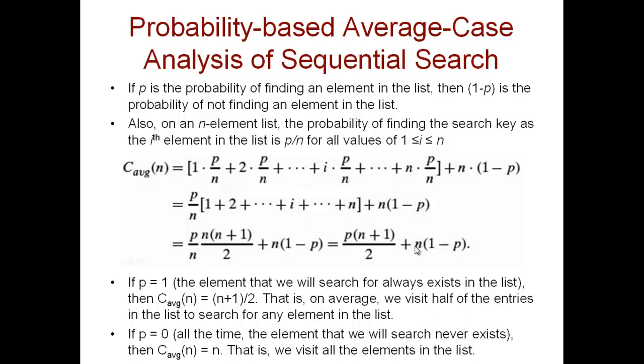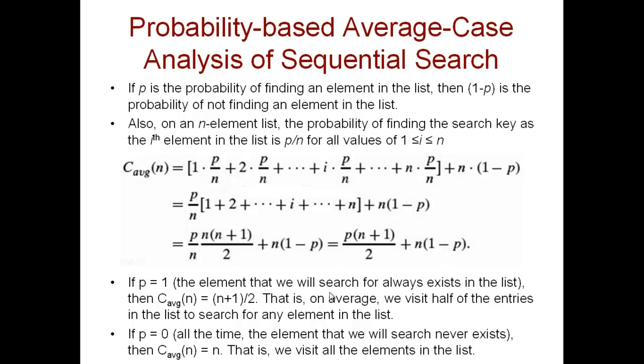So if you want to simplify this, we can see that the p over n is a common term outside, and we can add up all these things. So it is 1 plus 2 plus so on up to i plus up to n, plus n times 1 minus p. Now there's a formula for this. 1 plus 2 plus i up to n is n times n plus 1 over 2. And we have this p over n plus n times 1 minus p. So n and n cancels. So we can leave it with this.